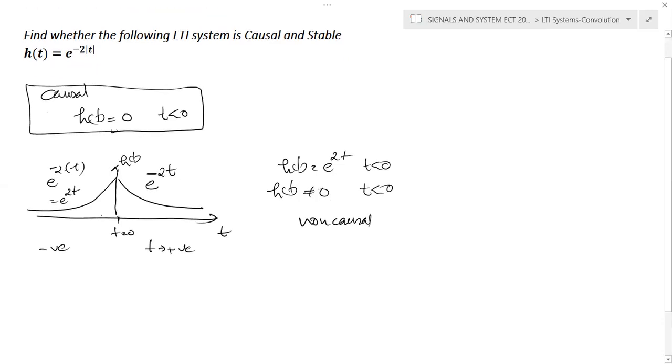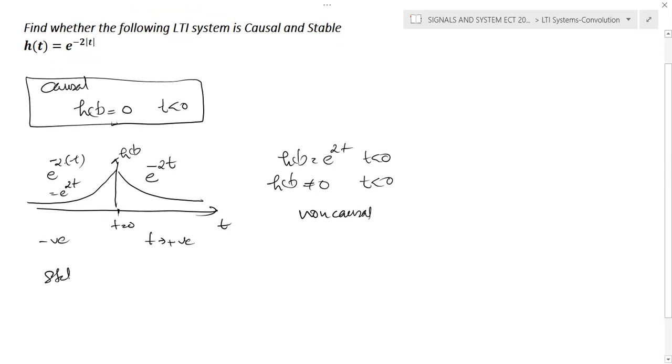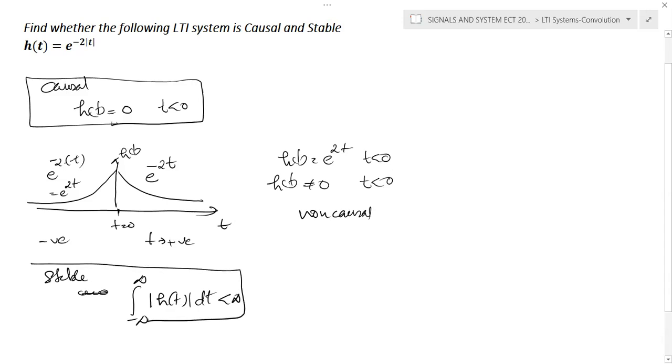Okay, now we can check the stability condition, whether the system is stable or not. For stability, for a continuous time system, we need to check whether it's absolutely integrable. So from minus infinity to infinity, you integrate the signal, and then we can verify if it is less than infinity. We can say whether the given system is stable or not.